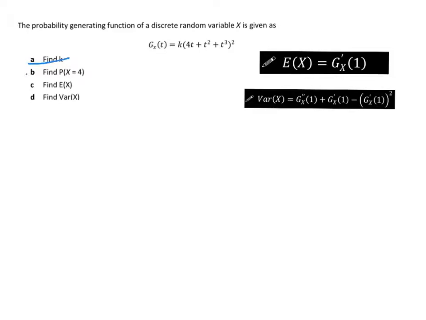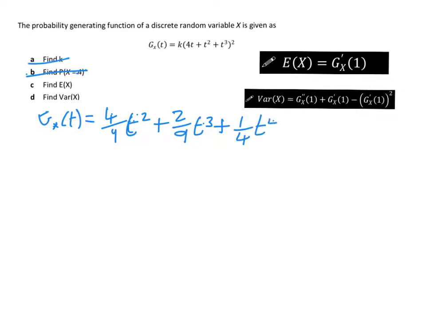Okay, so we're going to now do part C and part D. So we now know g of x, we've got a fuller version of it: 4/9 t squared plus 2/9 t cubed plus a quarter t to the power 4 plus 1/18 t to the power 5 plus 1/36 t to the power 6.